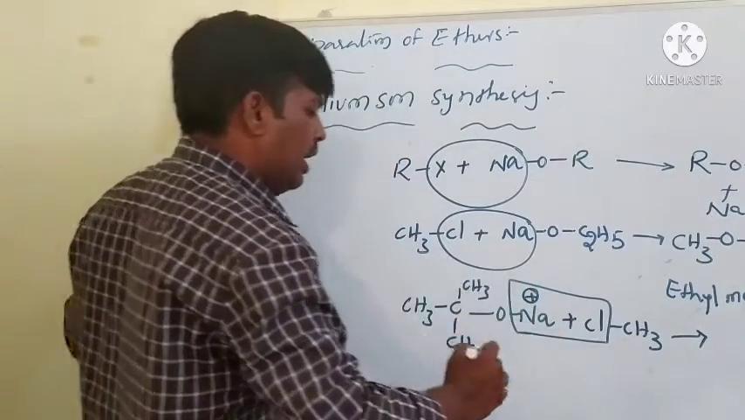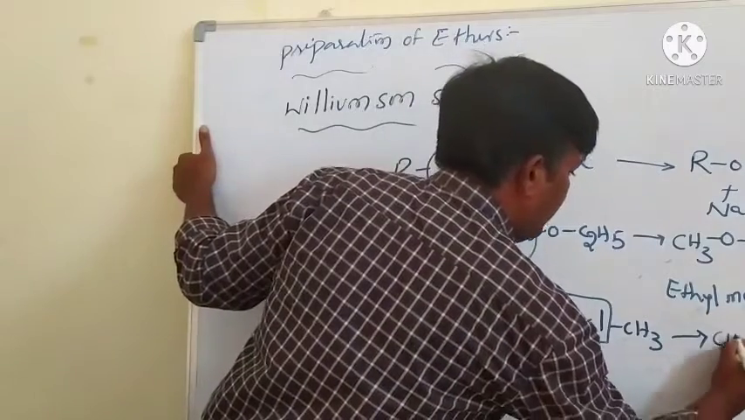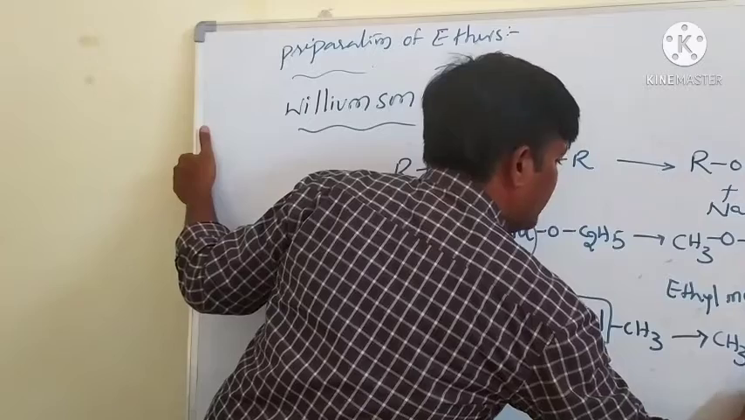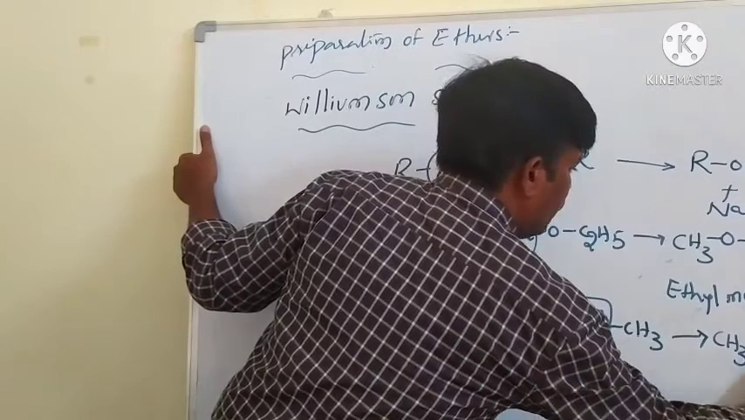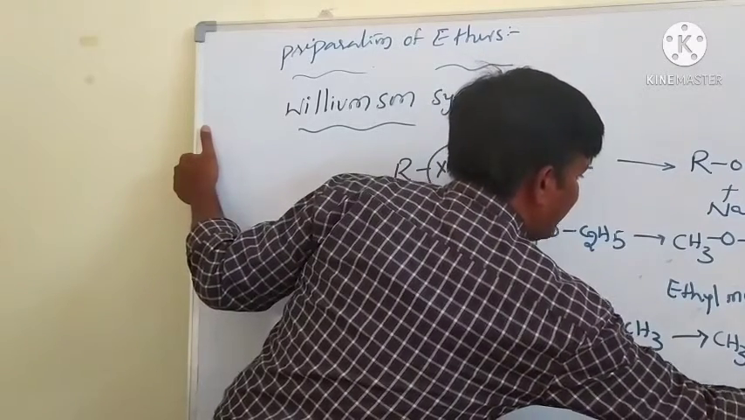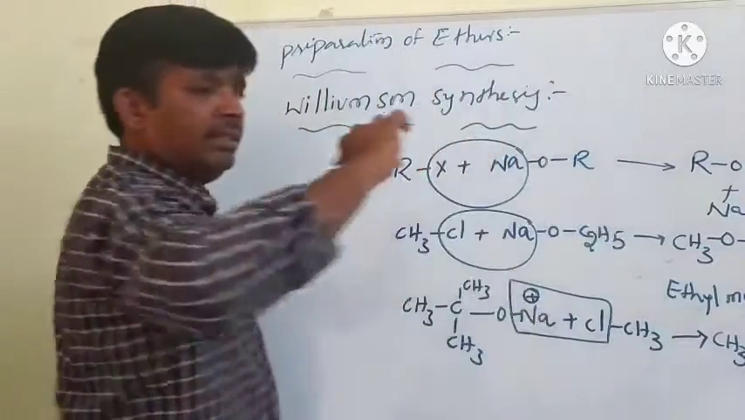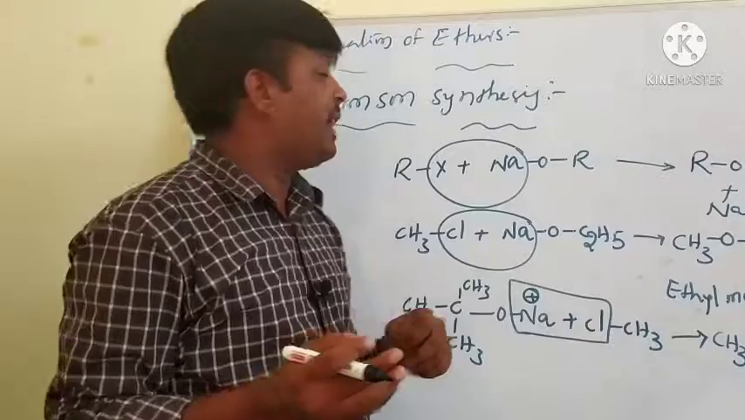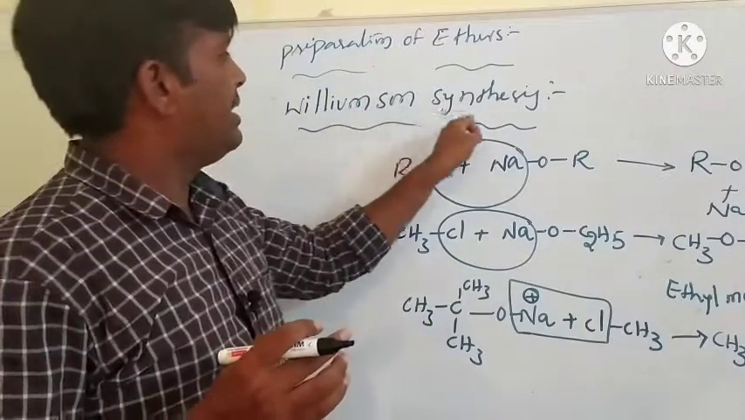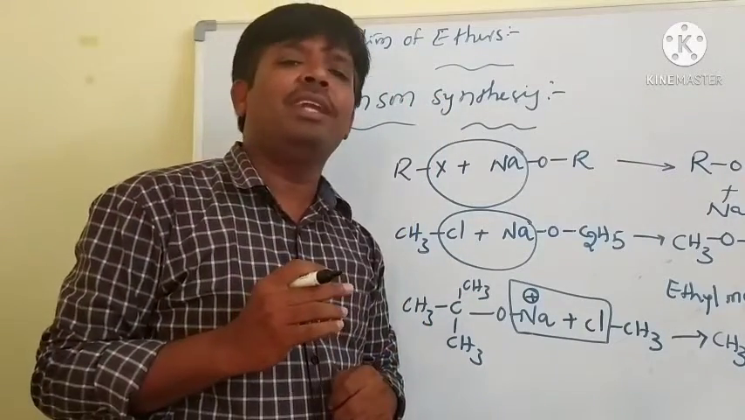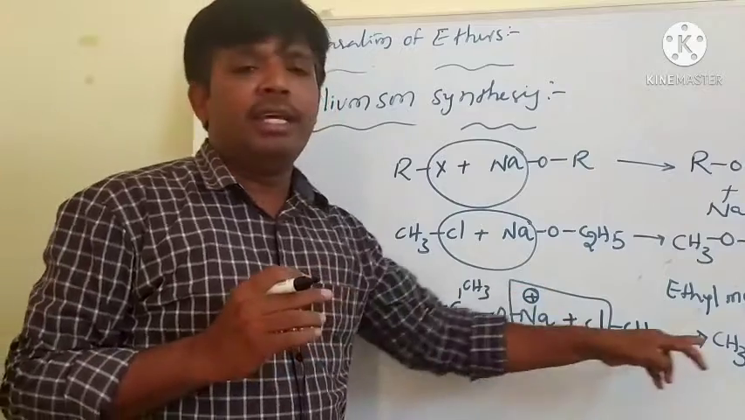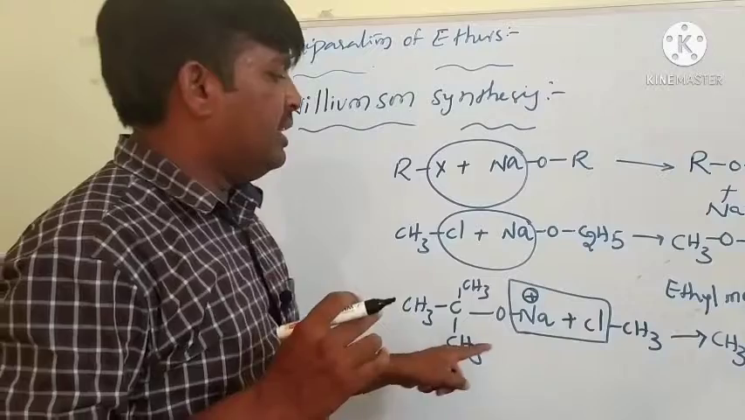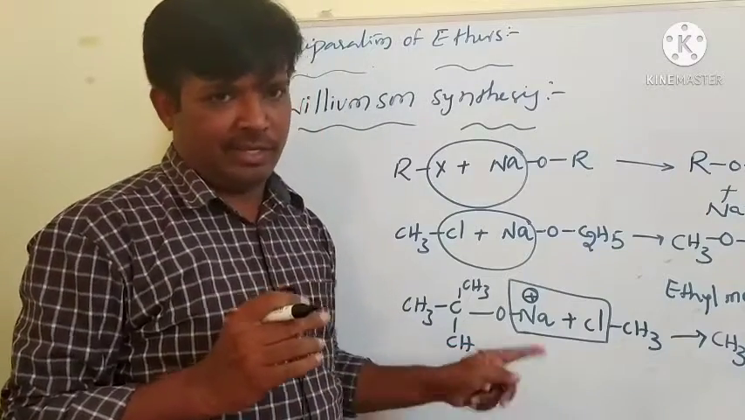Removal of NaCl. What is the remaining compound? That is CH3, C, CH3, CH3, that is O, that is CH3. Substituted ethers are also possible to form in Williamson synthesis. That's why this is a very important reaction.